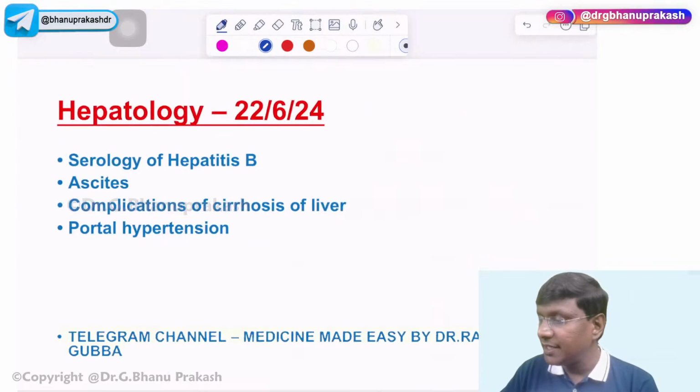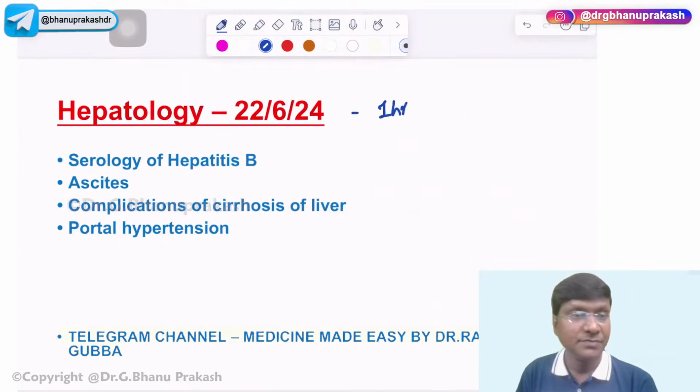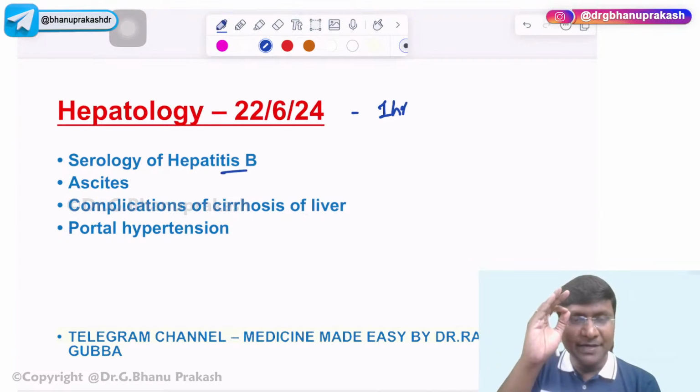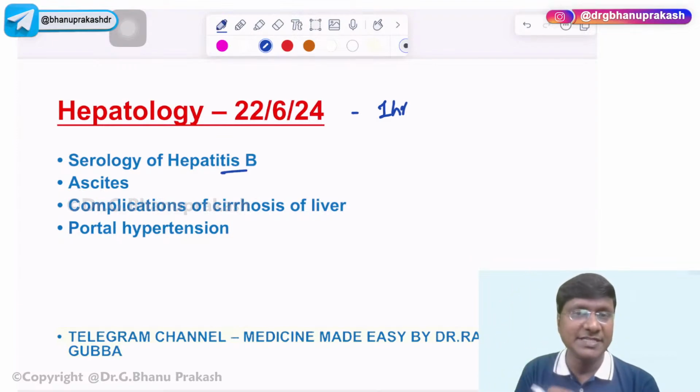And hepatology, you try to allot 1 hour. Okay. And in hepatology, what should you definitely revise before going to the exam? Serology of viral hepatitis B, there is one table in Harrison that you need to revise just before going to the exam. Acute, what will be the serology? Chronic, what will be the serology? Latent, what will be the serology? Vaccinated, what will be the serology? Cured, what is the serology? Immune, what is the serology? That you need to know.